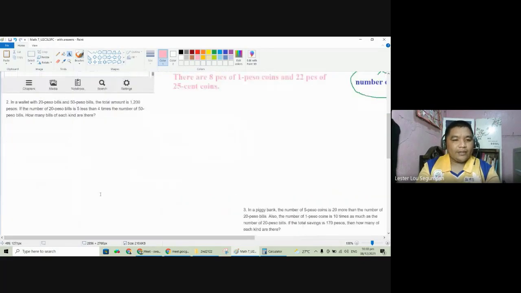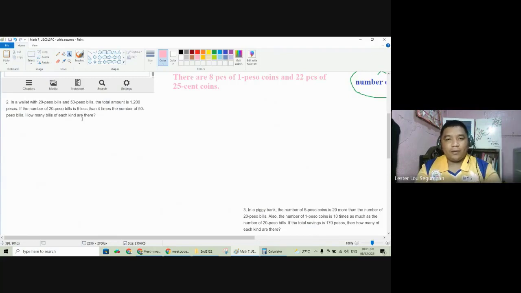In a wallet with 20 peso bills and 50 peso bills, the total amount is 1,200 pesos. If the number of 20 peso bills is 5 less than 4 times the number of 50 peso bills, how many bills of each kind are there?